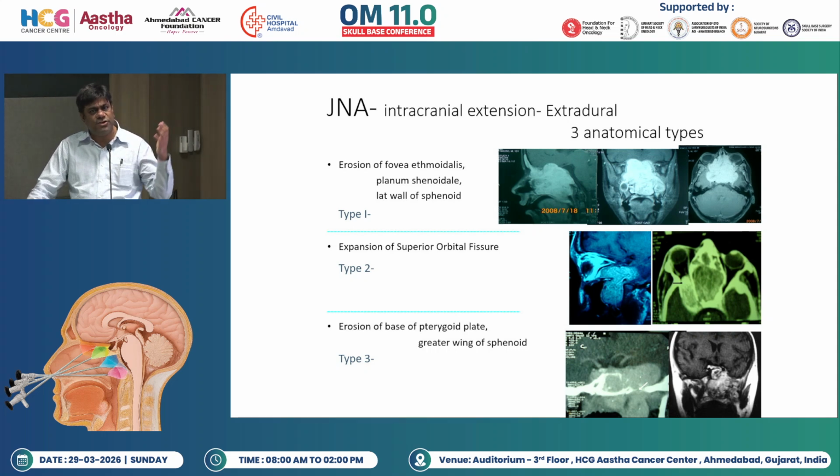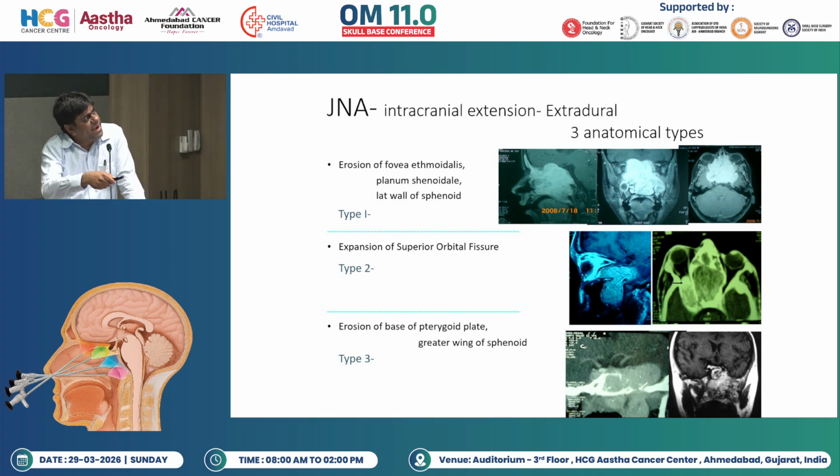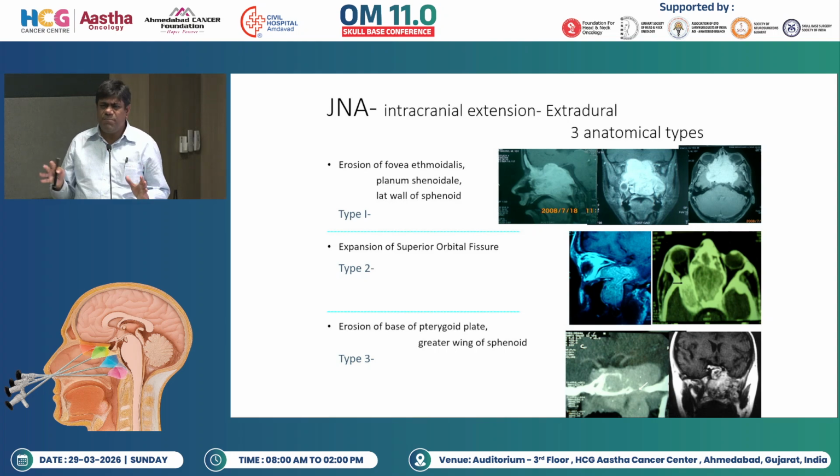At our institution, we have described three types of intracranial extension. If you look at the first type, it's more a midline tumor, directly invading or going through the fovea ethmoidalis, planum sphenoidale, and some bit of extension through the lateral wall of sphenoid, which can be approached by your swing approach. The second one is the more typical extension by expansion of the superior orbital fissure. The third, which Sir was alluding to, is very, very tricky.